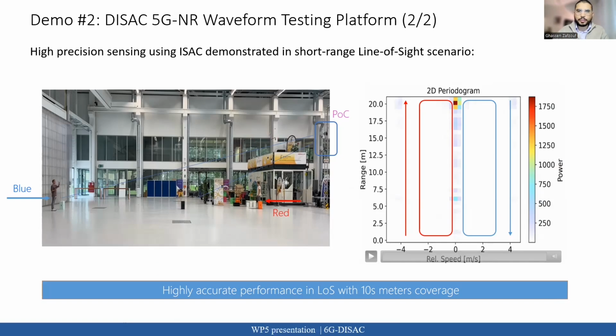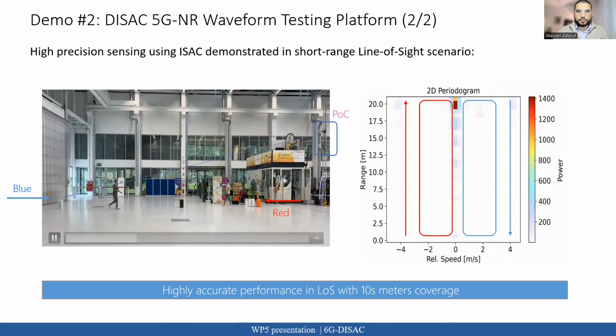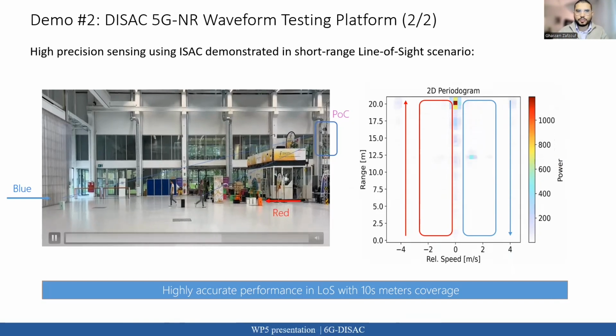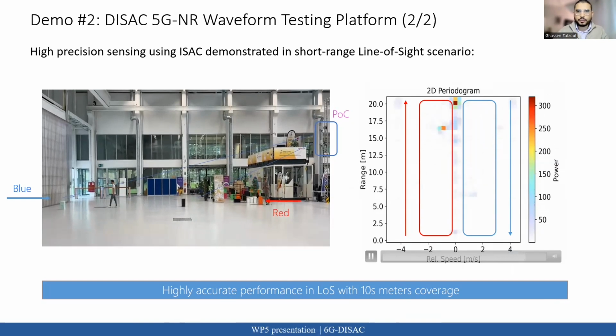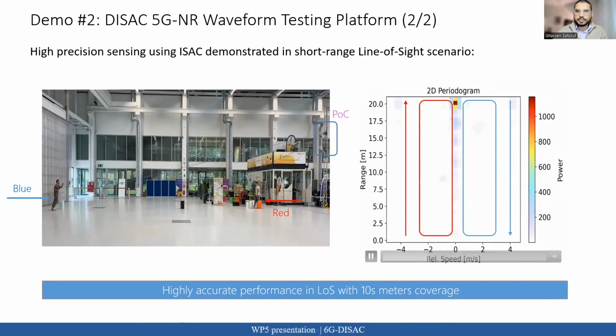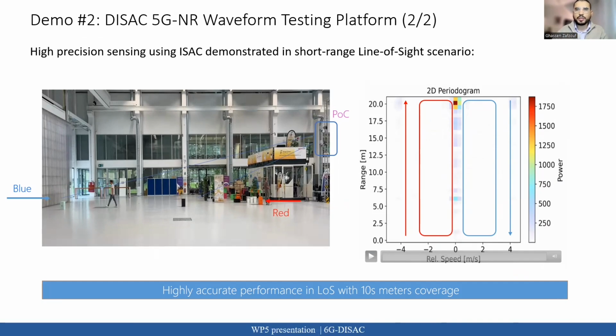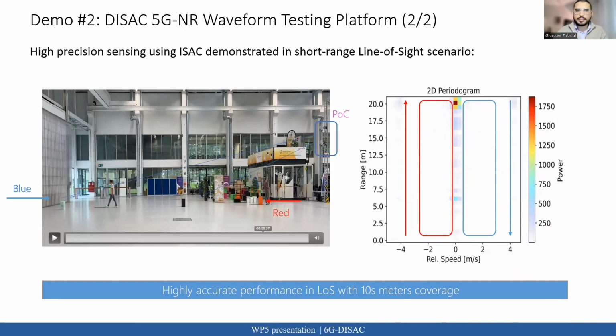Then on the right-hand side, what we are showing is what we call the periodogram. The periodogram depicts the strength of the reflected signals to the POC, where on the x-axis we have the relative speed between the object and the base station, and the y-axis depicts the range between the base station and the respective reflection. We can see that we have a person which is moving away from the base station and another moving towards it. And in the respective fields here, the blue and the red rectangle, we can obviously see two objects as well, two reflections with changing ranges. After several experiments and several studies, it turns out that indeed the system is quite accurate in a line-of-sight environment with approximately 10 meters coverage.